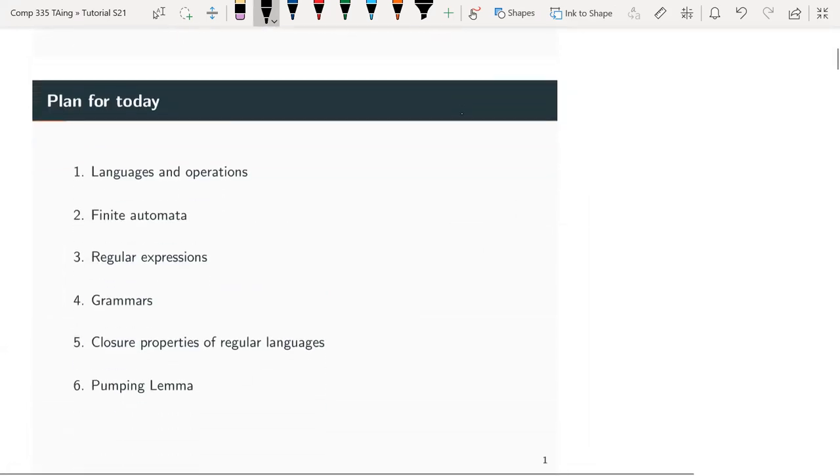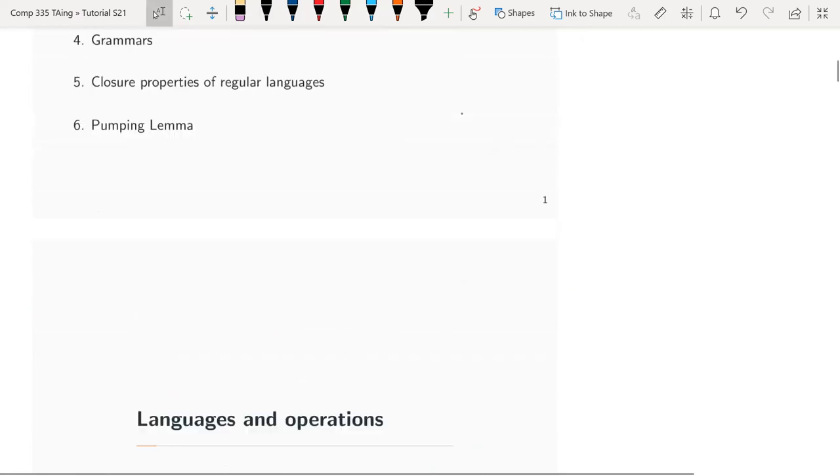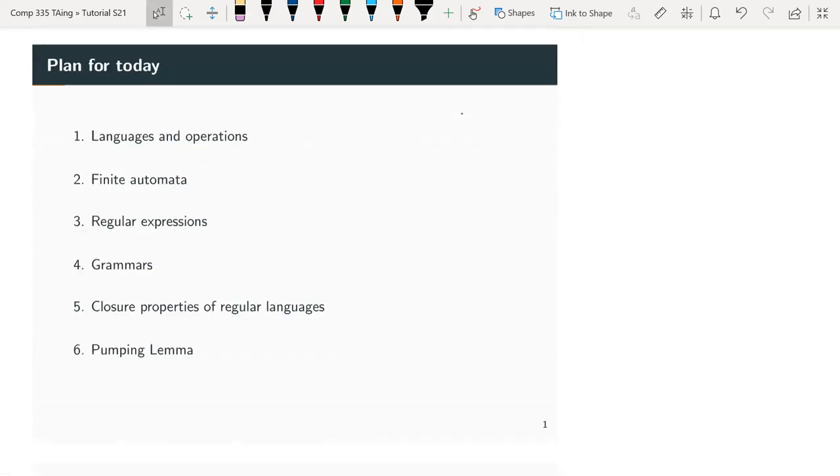So I'm definitely not going to go through all of these. I'm going to go through only, I think, 5 or 6. So I'm going to do exercise 6, 9, 15, 20, and 28.